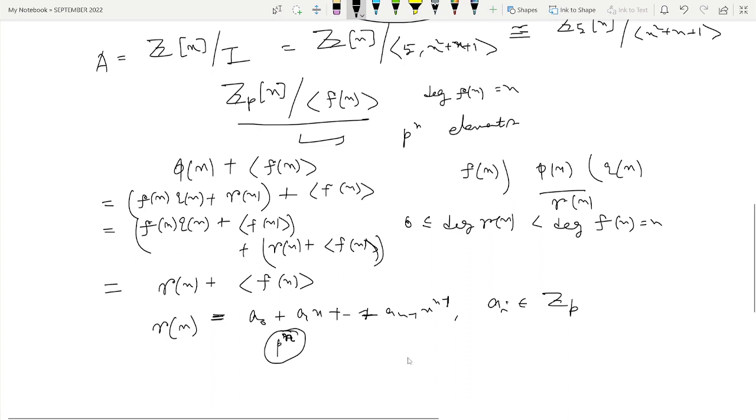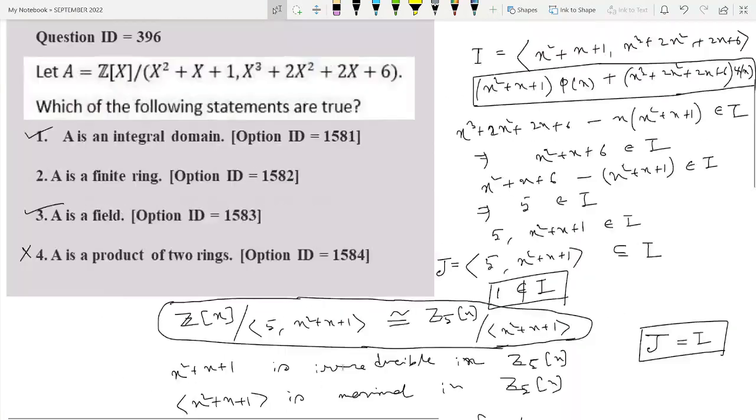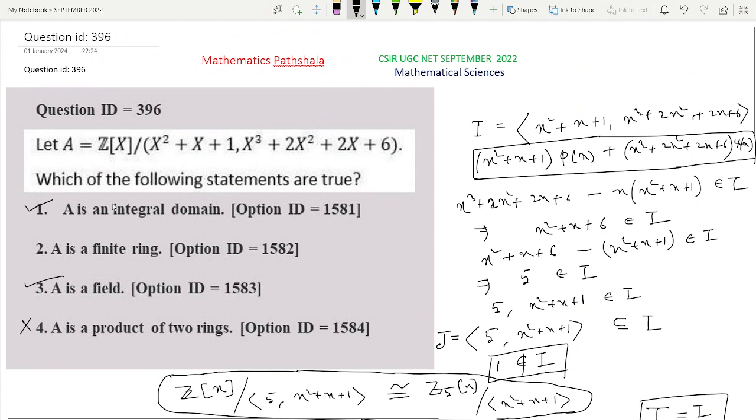So in this case our quotient ring A is isomorphic to Zpx by the ideal generated by x square plus x plus 1. This is a degree 2 polynomial, and p is 5 here, so p to the power n is 25 elements. So this ring contains 25 elements, so this is a finite ring. So options 1, 2, 3 are the correct options. So this is the solution of this problem.